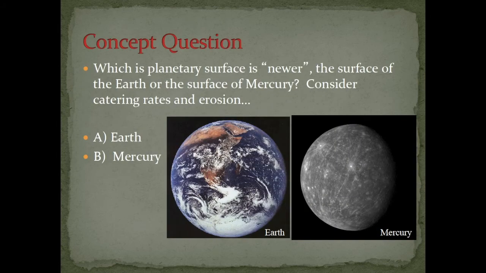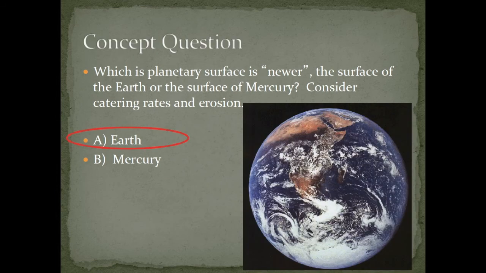So let's take a moment to think about this. For this conceptual question, which planetary surface is newer, quote unquote, the surface of the Earth on the left here, or the surface of Mercury on the right? So consider cratering rates and erosion. So pause the video and think about it for a second. All right, hopefully you answered Earth because you don't see as many craters. Therefore, the Earth is renewing the surface, and we would consider that surface as newer than that of Mercury.